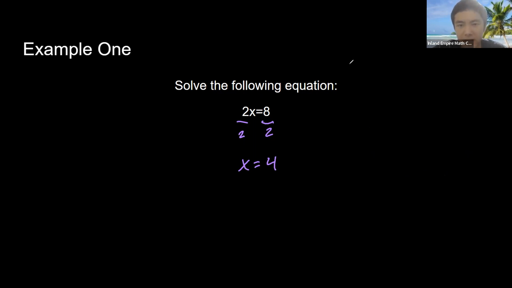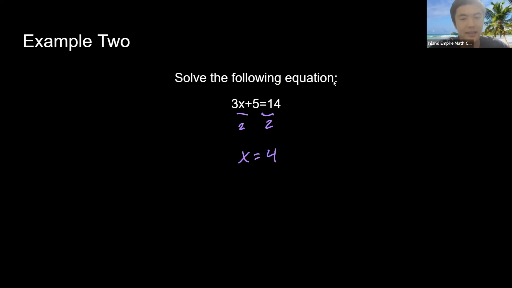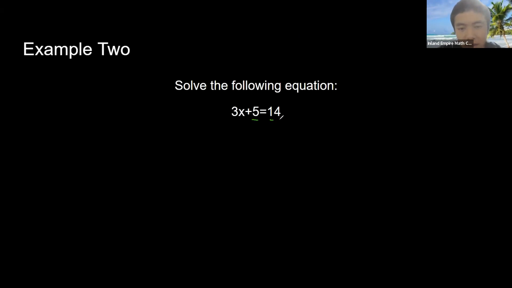Okay, so this is a very simple example. So let's go to the next example. This one is slightly harder. We want to solve this equation. And as stated on the first slide, we want to combine like terms and then isolate the variable. Like terms are 5 and 14 because they don't have variables. So you would want to combine them so that you can isolate the variable over here.